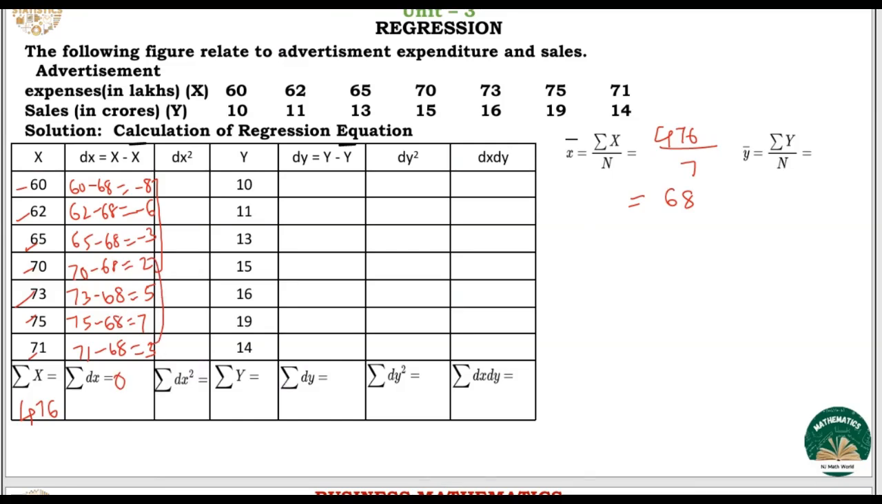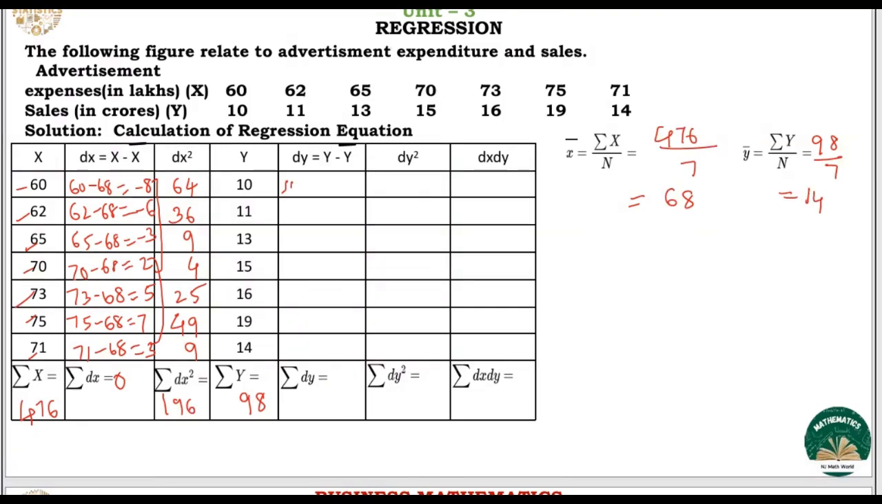Then dx square: 8 times 8 is 64, 6 times 6 is 36, 3 times 3 is 9, 2 times 2 is 4, 5 times 5 is 25, 7 times 7 is 49, 3 times 3 is 9. When you add these, you get 196. Then if you add all the y values, we get 98. So 98 divided by 7 is 14.